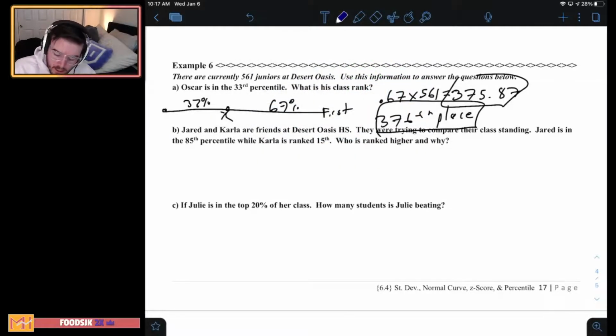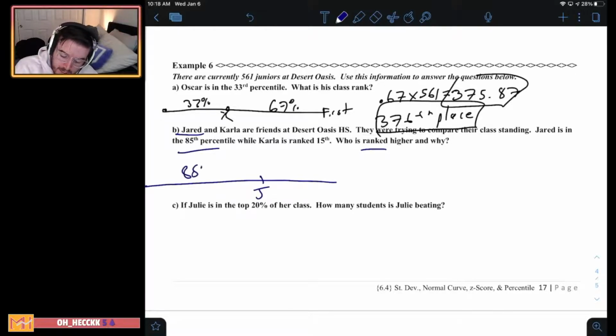Jared and Carla are friends at Desert Oasis High School. They were trying to compare their class standing. Jared is in the 85th percentile, and Carla is ranked 15th. Who is ranked higher and why? So, if we're trying to determine Jared's rank, we need to take this percentile and turn it into a rank. So here's all the students, right? Jared's here beating 85% of his peers. What percent of kids are ahead of him?